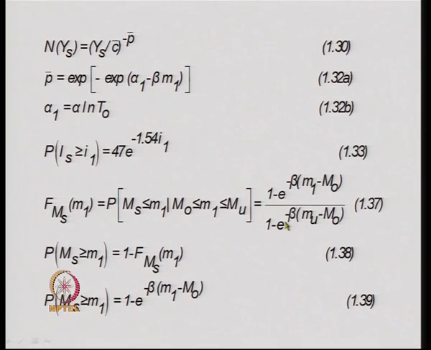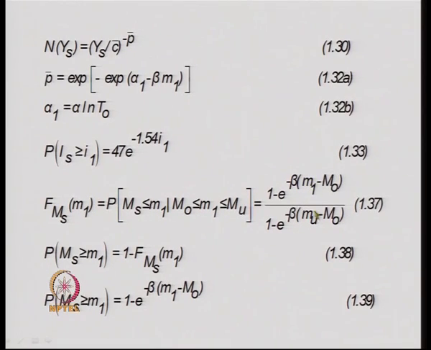This equation shows the probability of the magnitude of earthquake. The magnitude of earthquake lies between an upper limit and a lower limit, and we want the probability of the magnitude being less than or equal to m1. That is given by an equation like this, where m1 is the magnitude in question, the probability of which you are trying to find out, that is, the probability of the magnitude of earthquake being less than m1.